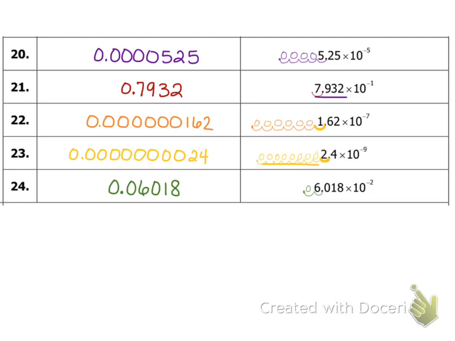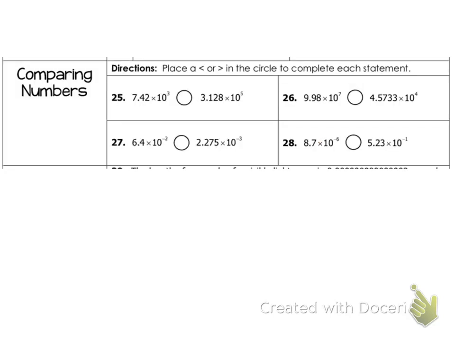All right, numbers 25 through 28, they're asking us which numbers are bigger. So if you look at 25, 7.42 times 10 to the third. Well, 10 to the third is 1,000. So we're multiplying about 7 times 1,000. And 10 to the fifth is 100,000. So even though 7 is bigger than 3, we're going to multiply 7.42 times 1,000 versus 3.128 times 10,000. So the one on the right is closer to 30,000, while the one on the left is close to 7,500. So obviously the second one is bigger.